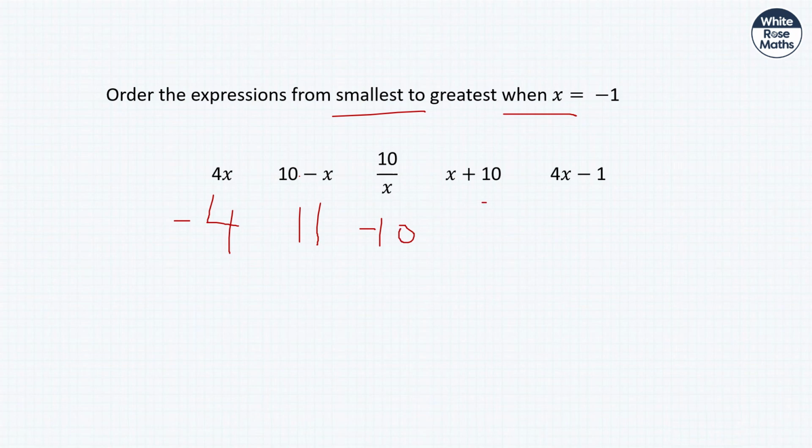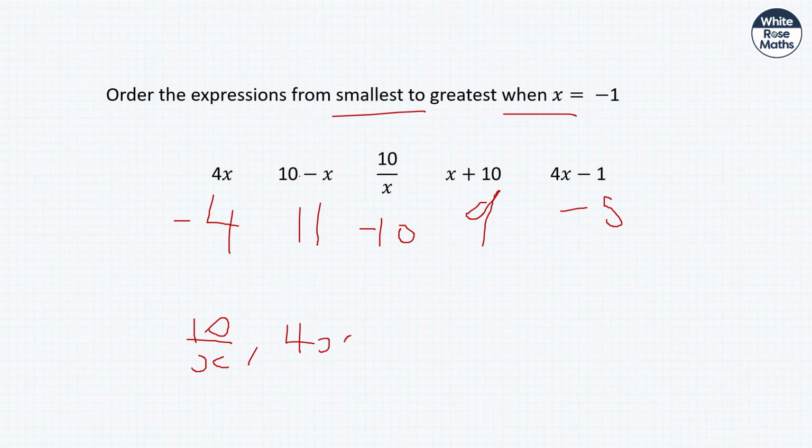Minus 1 plus 10 will equal 9. 4 lots of negative 1 will be negative 4. Subtract 1 and I'll get minus 5. Okay, right guys, so smallest to biggest. So it'd be 10 over x first. Then it'd be 4x subtract 1.